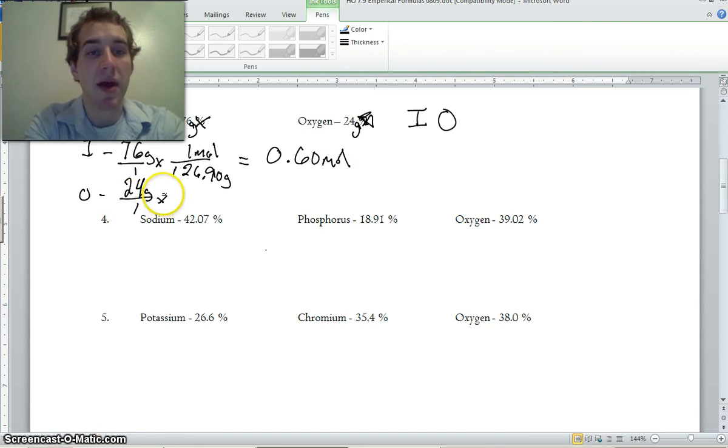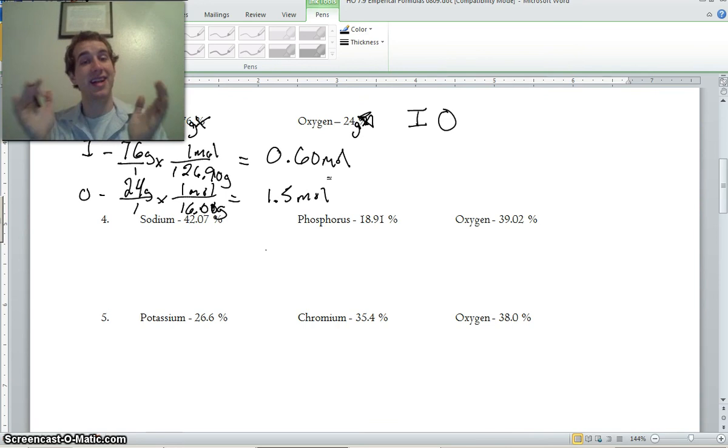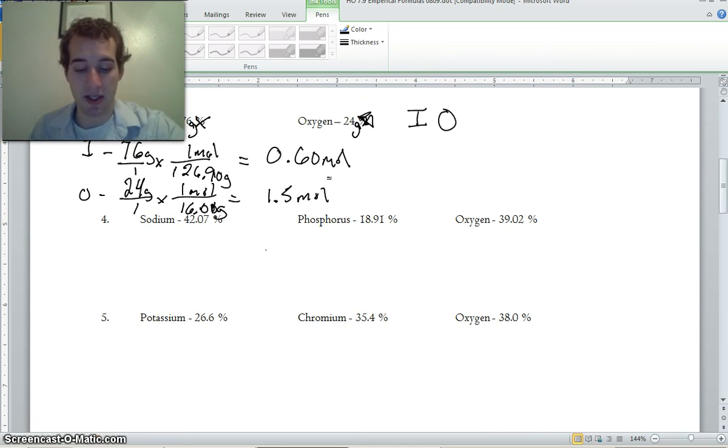We do the same thing for the oxygen. Find its average atomic mass. Average atomic mass of oxygen is 16.00 grams. Excuse my writing here. For every 1 mole. When we divide those, we find we have 1.5 moles of oxygen. Now we can compare them. We've changed from the mass into moles. Now they're in the same plane. Now we can compare them without the mass aspect in there.